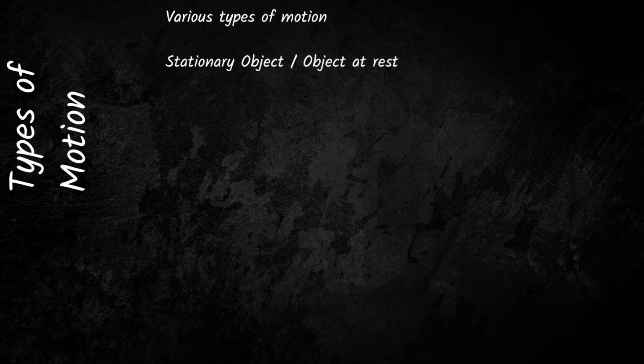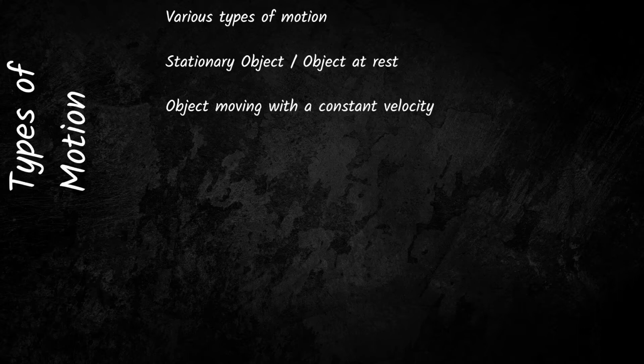In this video we'll talk about one of the types of graphs of motion, which is the distance time graph. But before we start off, we need to define different types of motion. The very first one is the stationary object, or an object at rest. That means that the object is traveling at 0 meters per second.